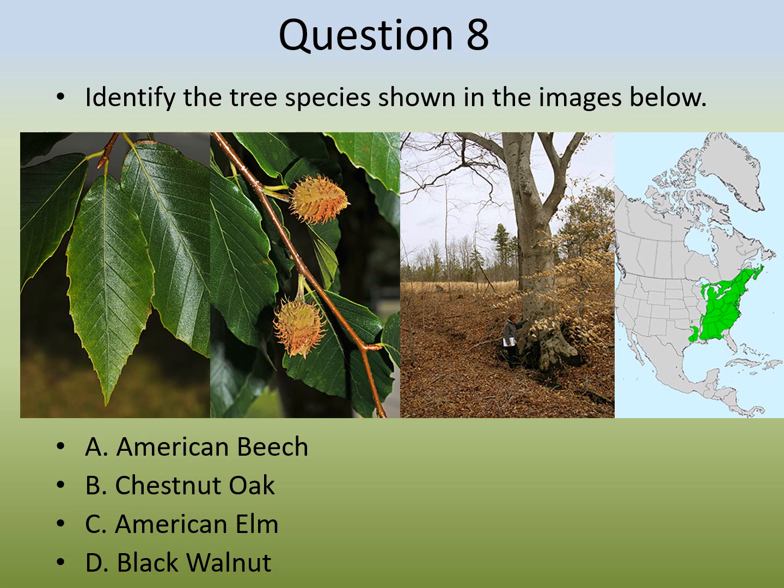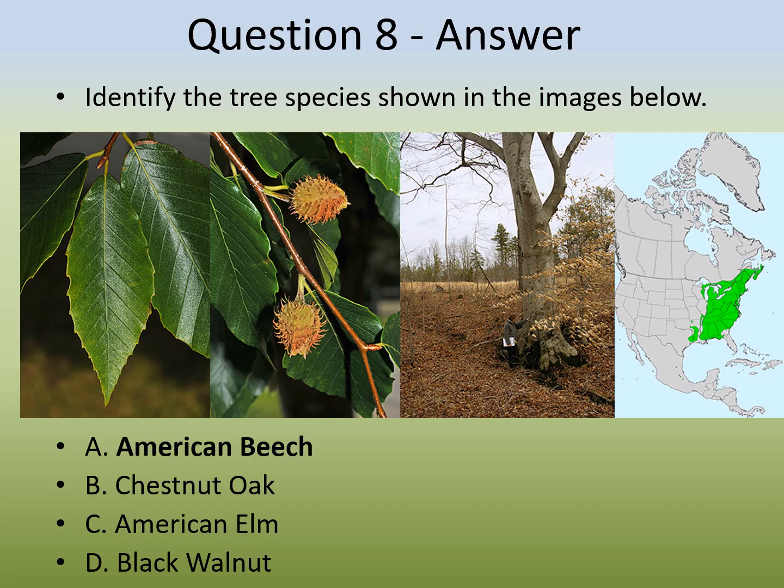Question 8. Looks like we've got an interesting seed coating there. A large tree with smooth bark. It occurs across the east. Is it A, American beech, B, chestnut oak, C, American elm, or D, black walnut? The answer is A, American beech.